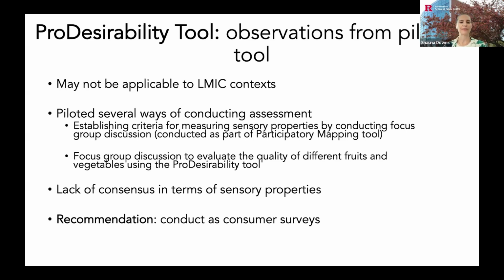So what we have been thinking about is potentially doing consumer surveys rather than trying to rely on an enumerator to be doing this kind of qualitative assessment of the quality of different fresh foods. So that's kind of where we've landed in terms of the pro-desirability tool.